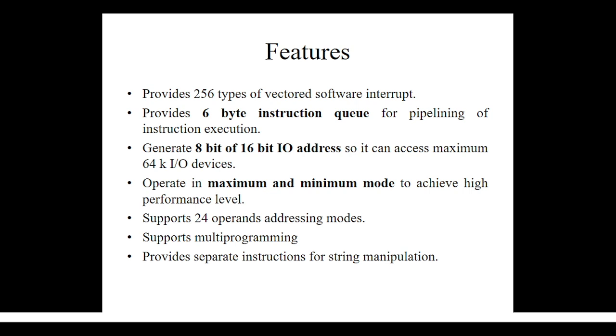As the 8086 handles 8-bit data, it can take a 16-bit input output address, so it can access a maximum of 64 kilobytes of input output devices. There are two types of operating modes available, that is maximum mode and minimum mode. 8086 supports 24 operand addressing modes. What do we mean by addressing mode, and how to identify the addressing mode if an instruction is given, we can learn later in this course.